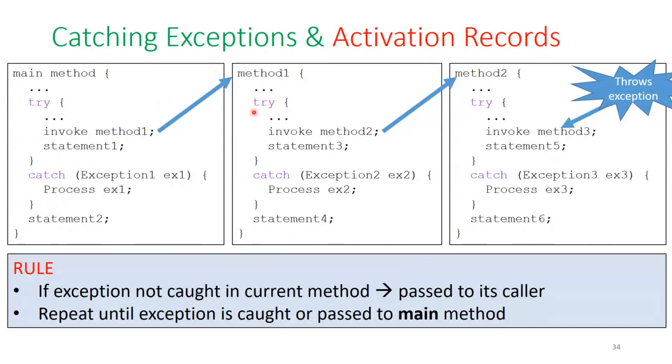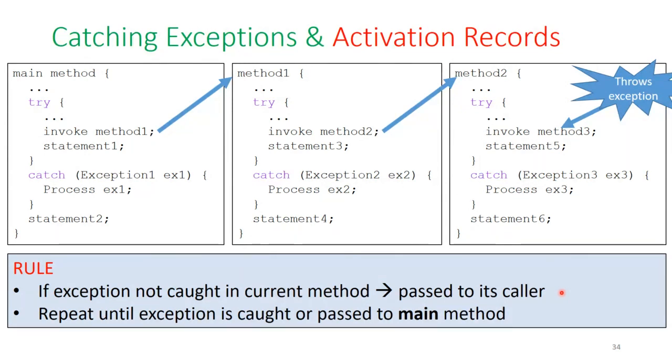So we have a situation here where the main method calls method 1. Method 1 calls method 2. Method 2 calls method 3. And then method 3 is the one that's going to raise an exception. So we have three levels on the stack, three activation records, three levels of calling another method. So the basic rule is as follows, okay?